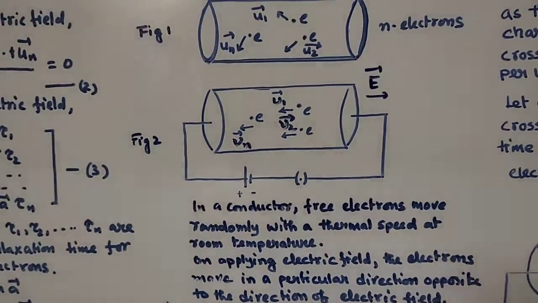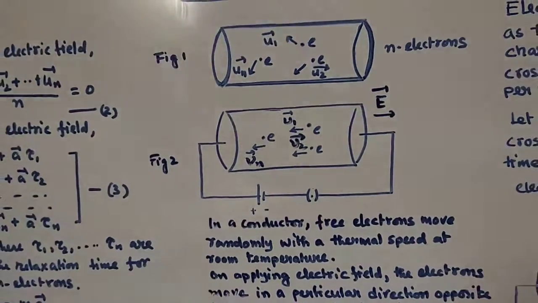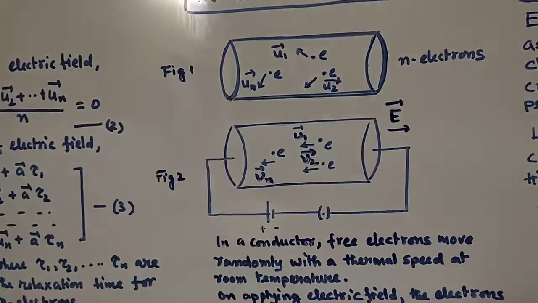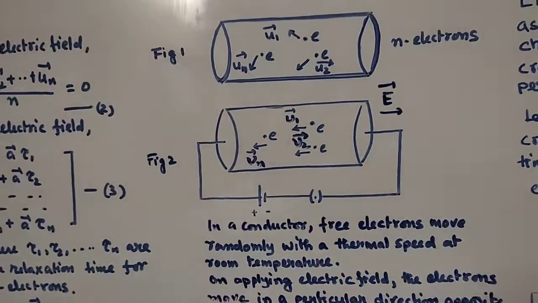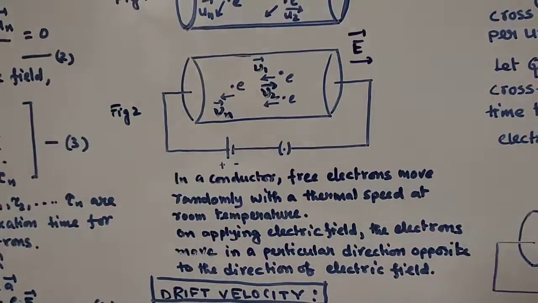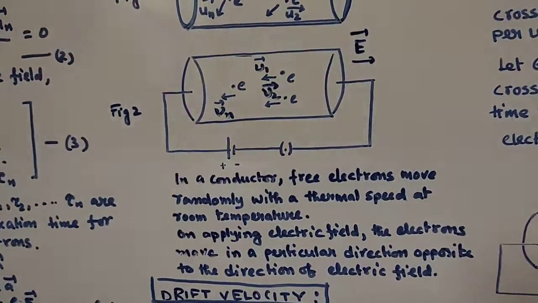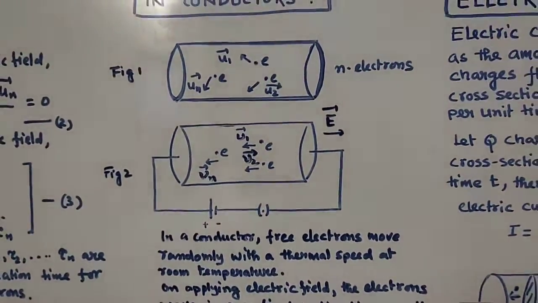Now all the electrons are moving in a direction opposite to the direction of the electric field. The electric field is from left to right, but the electrons are moving from right to left, depending on the terminal of the source. Now what we have written, please read out. In a conductor, free electrons move randomly with a thermal speed at room temperature, which is what happens in figure 1.